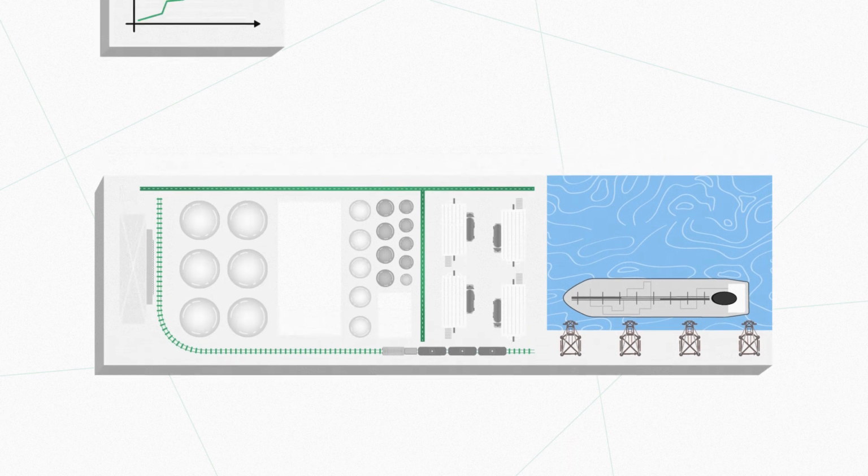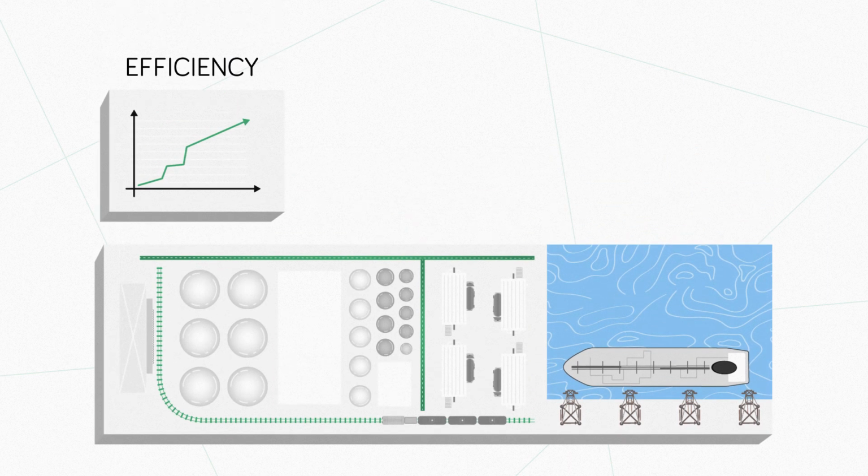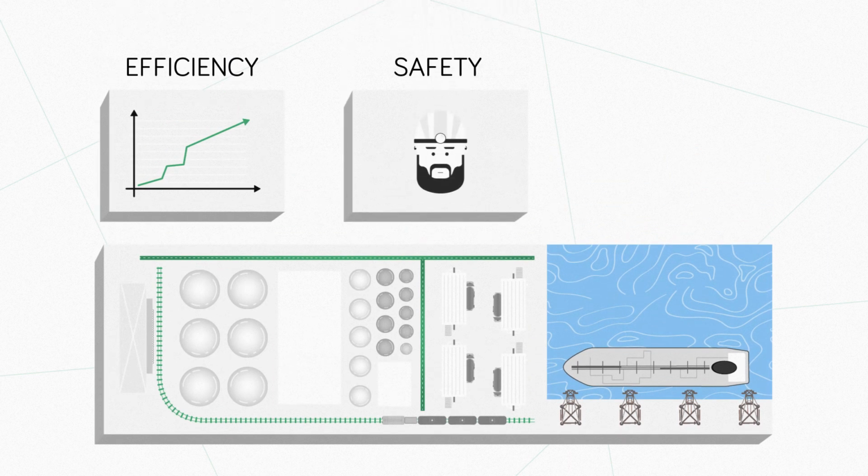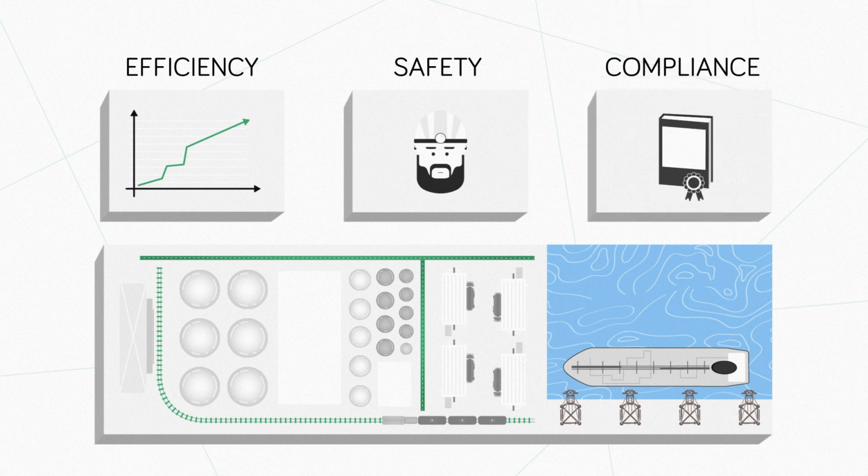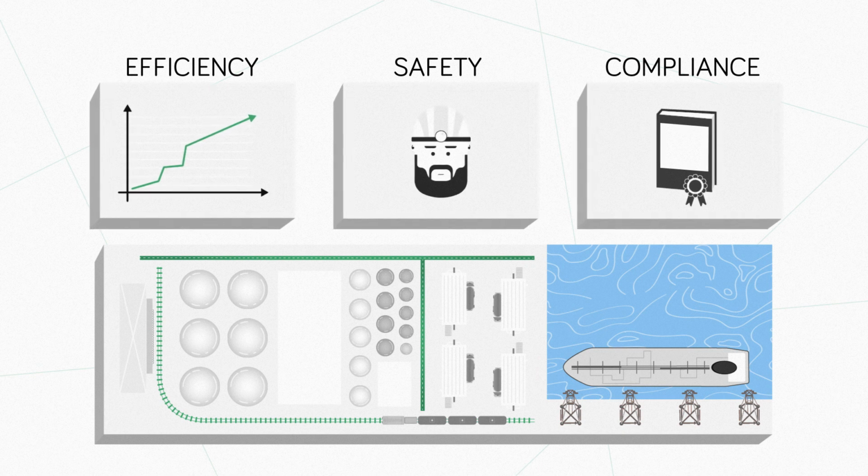To make plants more efficient and profitable, to improve product safety and working conditions, and to increase reliability and compliance of the processes. But that's easier said than done. So how do we achieve these goals at your terminal?